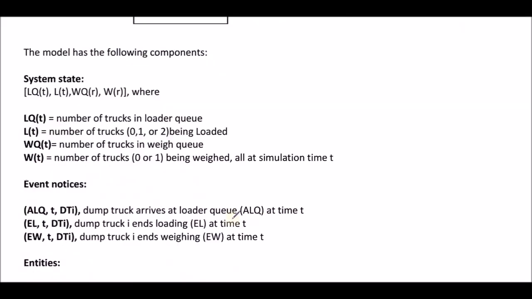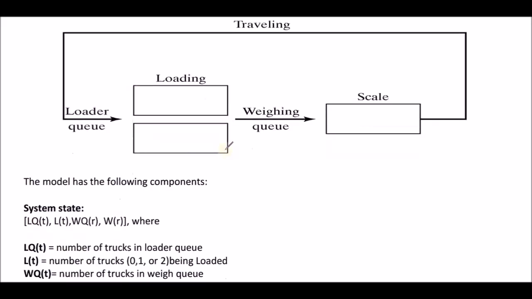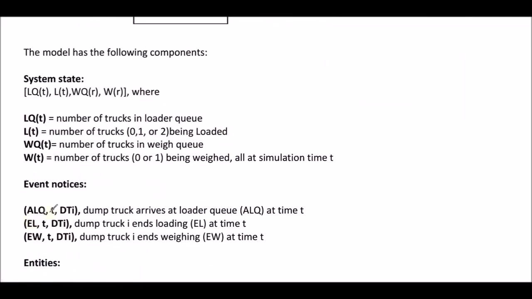The next component is the event notices. These are the events that occur in the model and should be notified so that appropriate action can be taken. The first is ALQ, T, DT of I. ALQ indicates arrival at the loader queue. When a truck finishes its travel time after being scaled and comes back to the loader queue, this is an event, represented as ALQ, meaning arrived at the loader queue. T is the time instance, and DT of I is which dump truck has arrived.